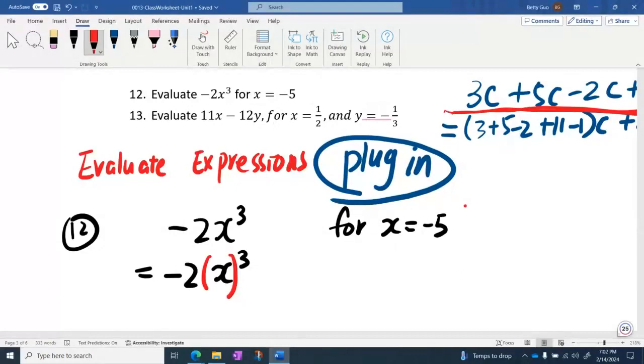Whenever I plug in, I use parentheses. I use a red parenthesis here to frame the variable that I'm going to replace. And then I erase the variable. I take it away, because we are going to place 95 there.